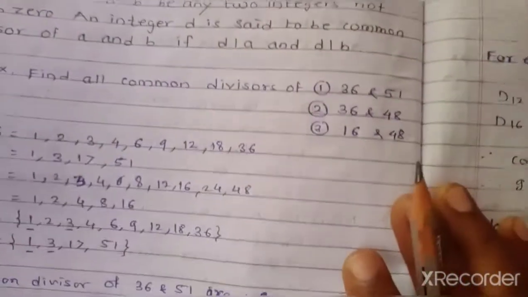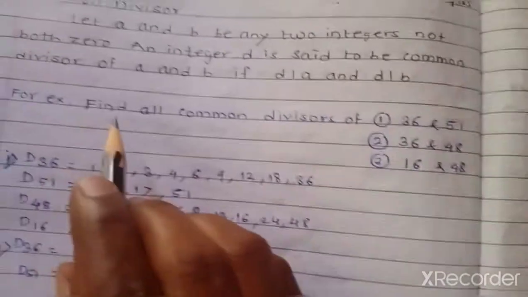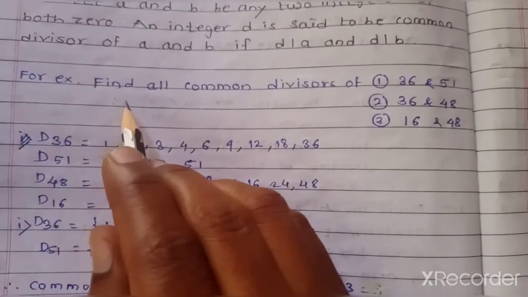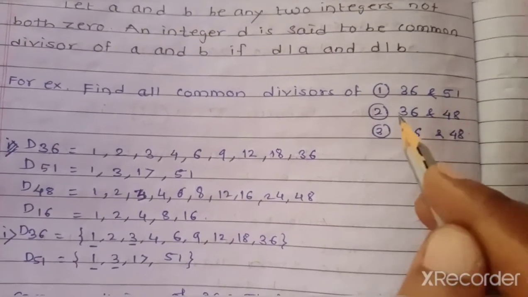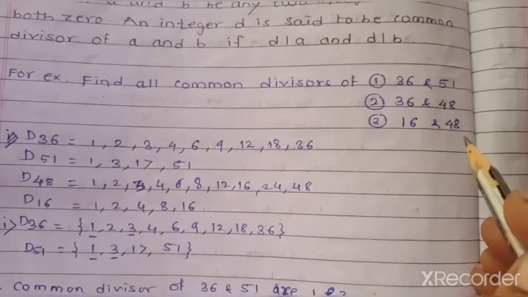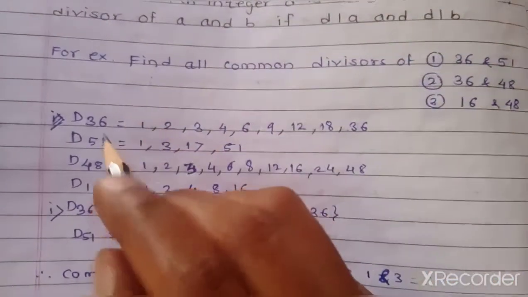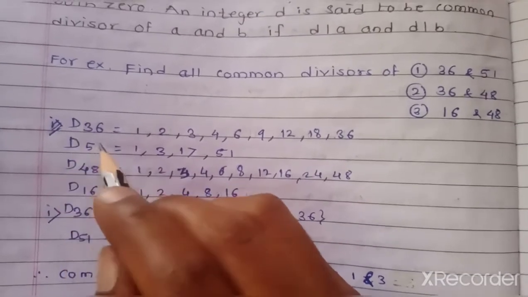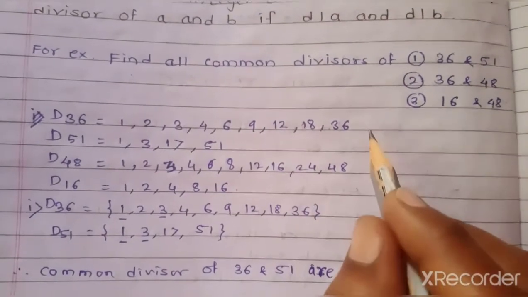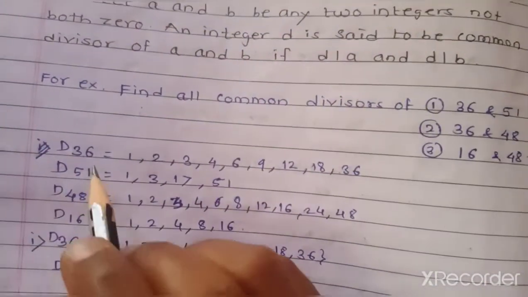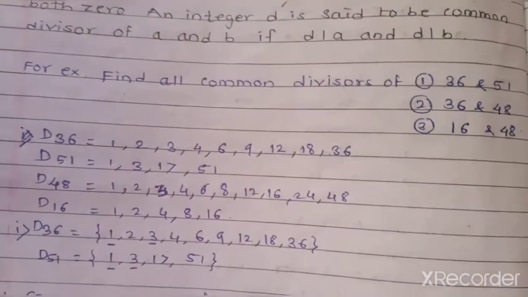Here we discuss some small examples related to the common divisor. For example, find all common divisors of 36 and 51, 36 and 48, 16 and 48. These three different examples we discuss here. Now we write D36, which means the divisors of 36. We write down the set of this. It is not necessary to always write D36; we can simply write the divisors of 36.